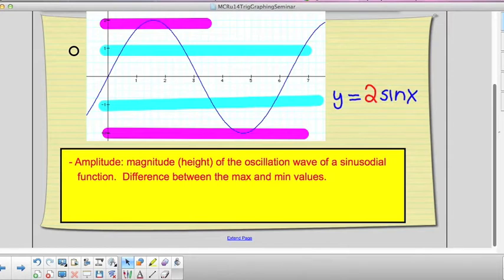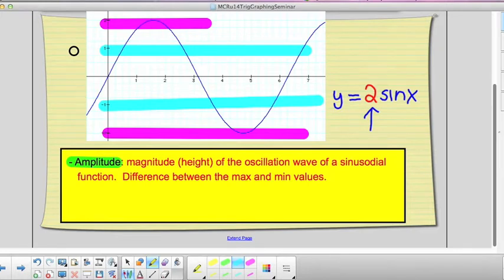So we could say that if we were analyzing transformations, but this a term has a new role now, and with sine functions, the role that it plays is the amplitude. And the amplitude is basically the magnitude or height of the oscillation wave of a sinusoidal function. It's also defined as the difference between the maximum and minimum values. So you should write that down.